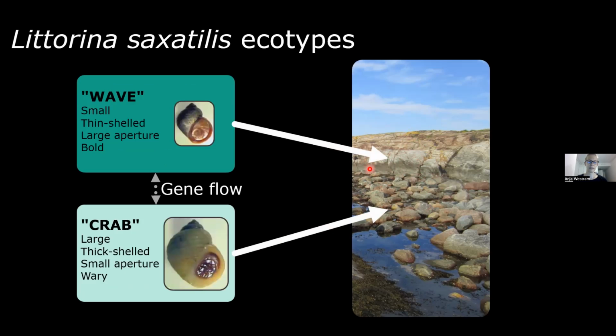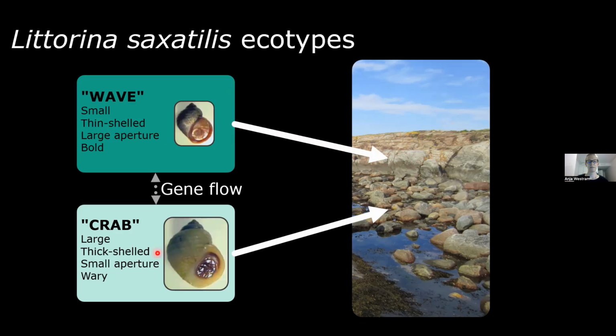And we have two snail ecotypes in Littorina saxatilis that have adapted to these two habitats. So we have a wave ecotype on the wave exposed cliffs that is quite small. So it hides actually from the waves in these crevices in the cliff. It also has a large aperture so that it can have a large foot, and it can attach really well to the rocks when the waves come.